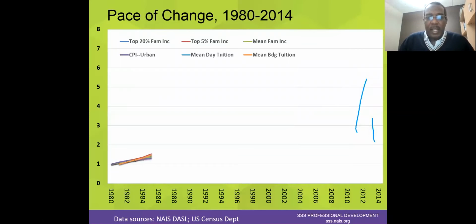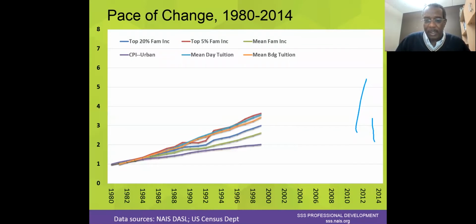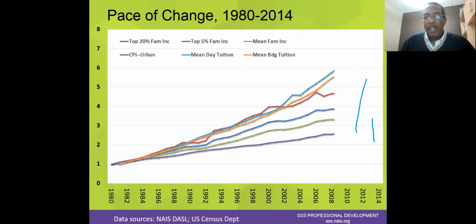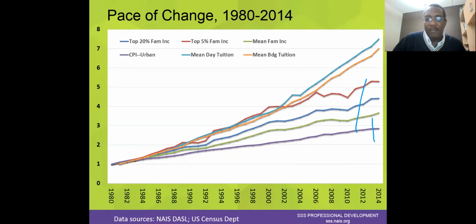The basic gist of this chart is that up until about the early 2000s, for families at the highest levels of income, their incomes rose at about the same rate as tuition rose for day or boarding tuition. But starting in about 2004 to 2006 or so, there was a big shift in the growth rate of their income, while the tuition rate has changed at more or less the same pace.